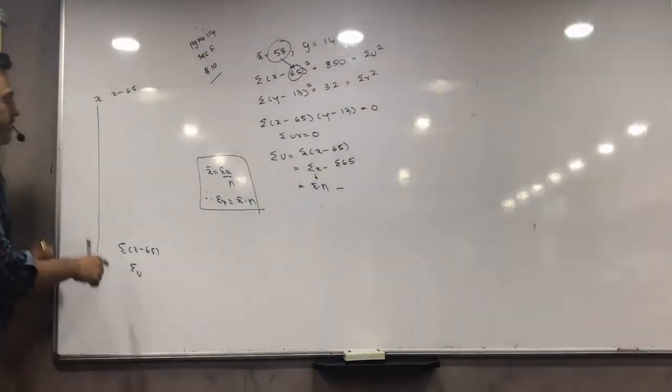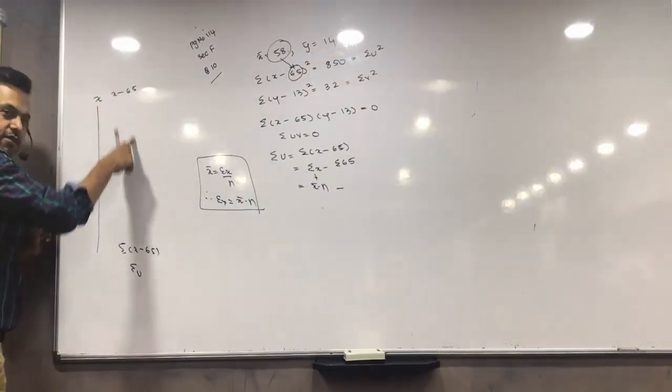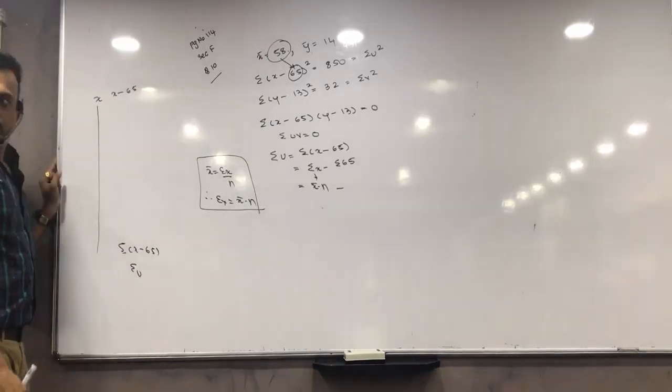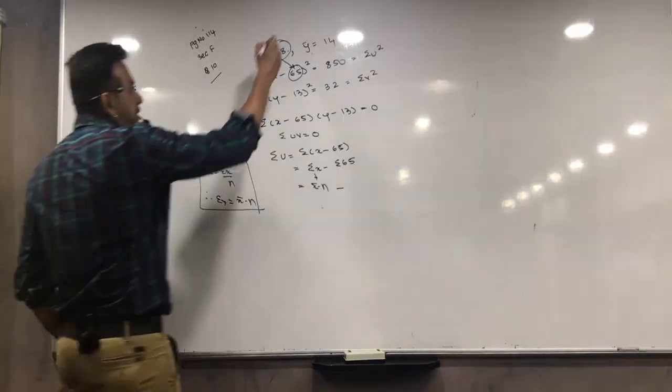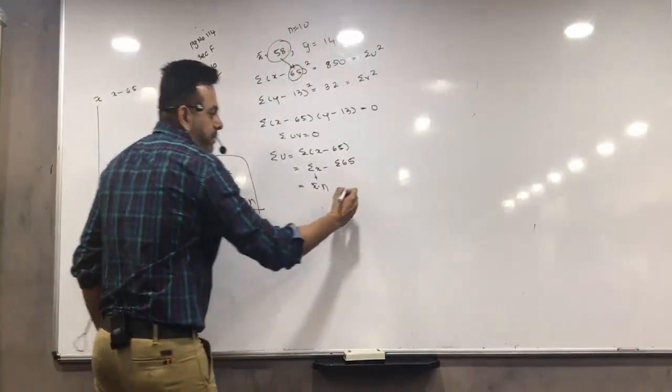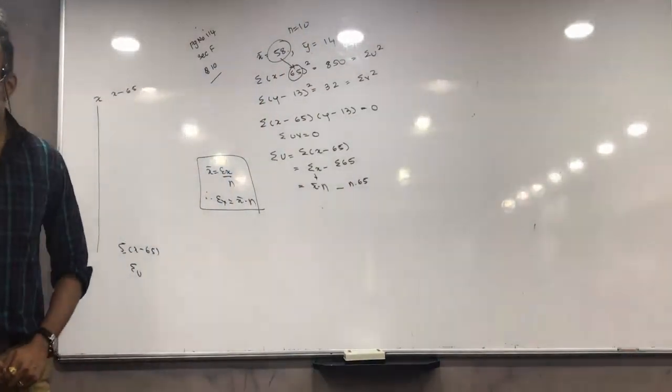Minus, can I say ये जितने number of observations है उतनी बार 65 minus हुआ. So what is n over here, is n given? N is equal to 10. So can I say this is n into 65? All of you understood this now?